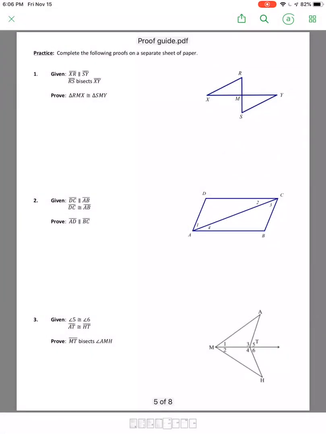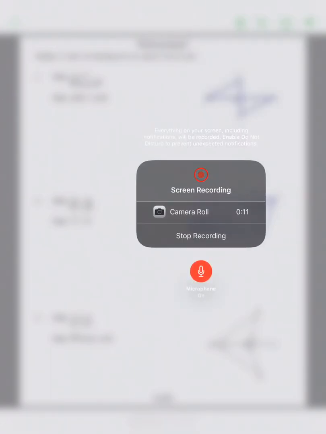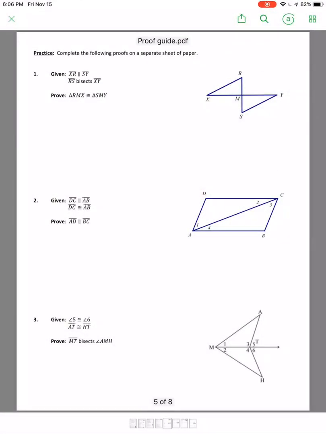This is going to be the solutions for the proof guide. I'm not going to do full-on two-column proofs. I already did those, and I'll post those along with this video. What I'm going to do in this video is just go through making the marks and giving the logical explanation of why some of these theorems are true, and then you can read the two-column proofs on your own time.